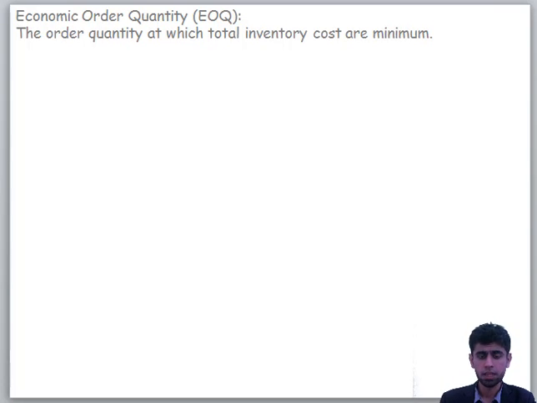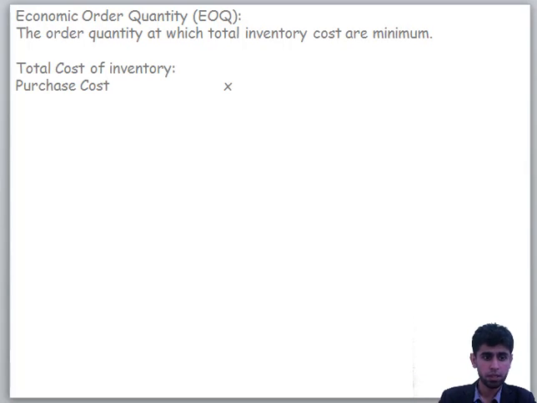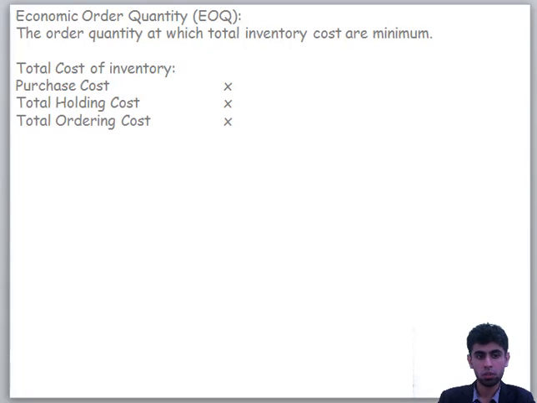Now we are only focusing on two costs, total holding cost and total ordering cost, out of 4 inventory costs. What are those 4 inventory costs? As we have seen before, the total cost of inventory is composed of purchase cost, total holding cost, total ordering cost, and the stock out cost. That gives us the total cost of inventory.